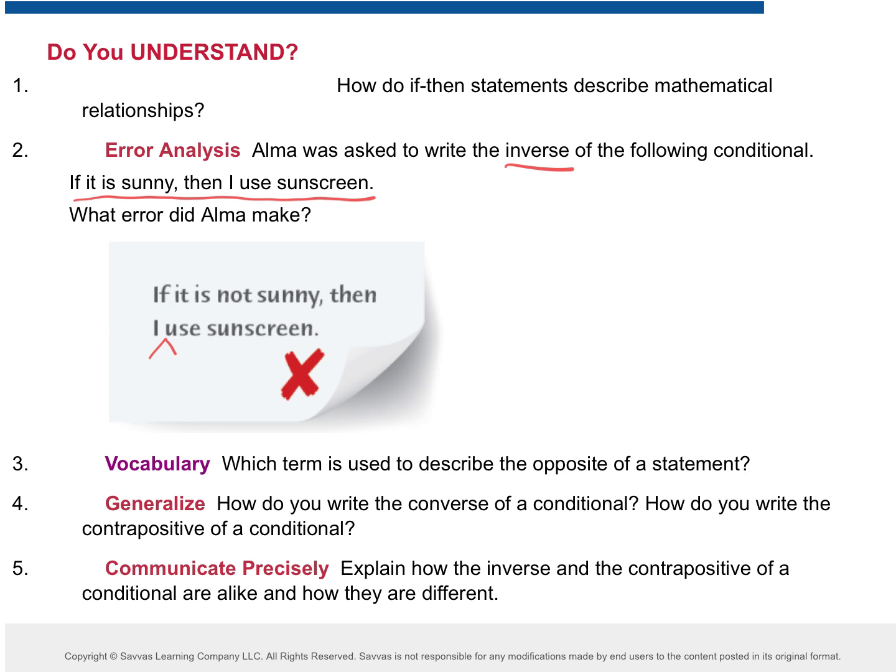Number 4, how do you write the converse of a conditional? What are you doing to the conditional when you're writing the converse? You're flipping them, right? You're switching. Yep. And then how do you write a contrapositive from the conditional? Two things, I heard it. Flip and add nots. Yep, I like how you did that. Flip and add not.